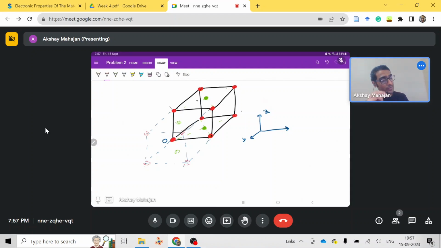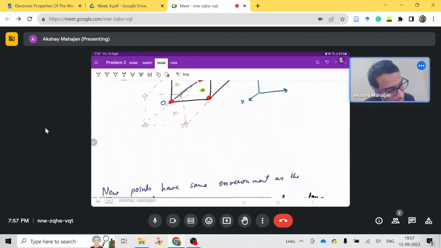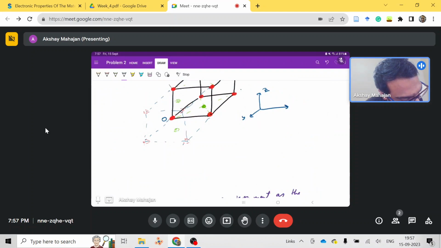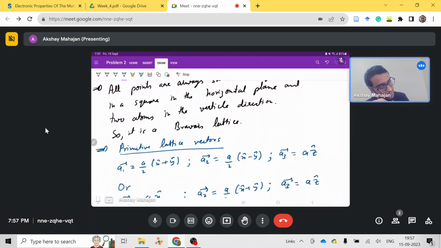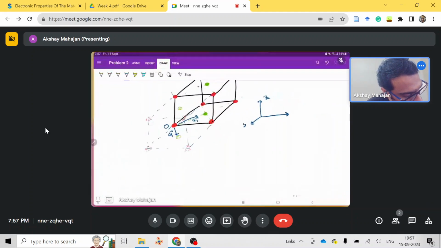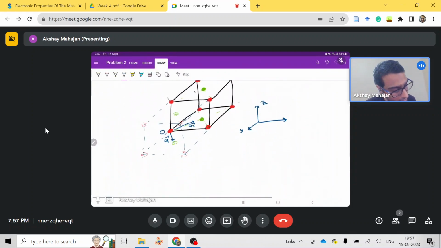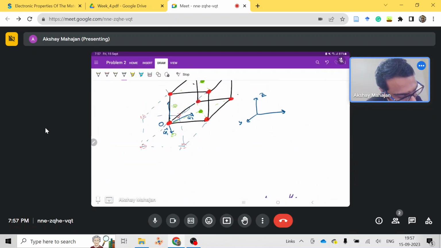Alright. So if you do your A1 vector, which is given by a by 2 x cap plus y cap, this will be your A1 vector. Then similarly you have a by 2 x cap minus y cap. So x cap and minus of y cap will give you this. This will be your A2 vector, and along the A2 vector again you will have this, and for the A3 vector again you will get this lattice vector direction.